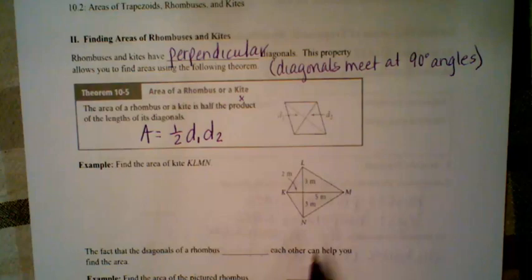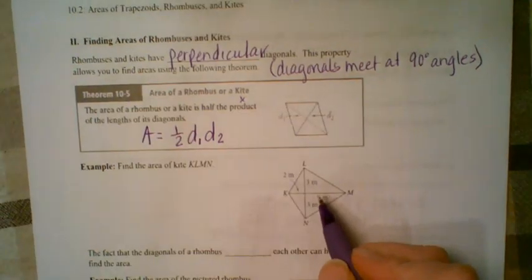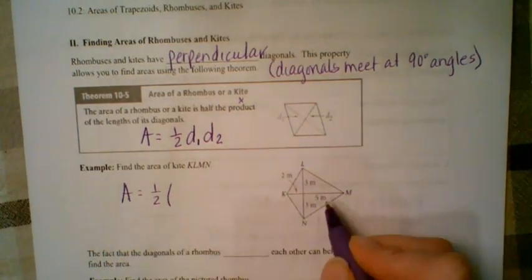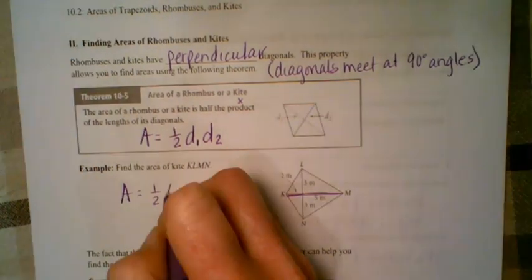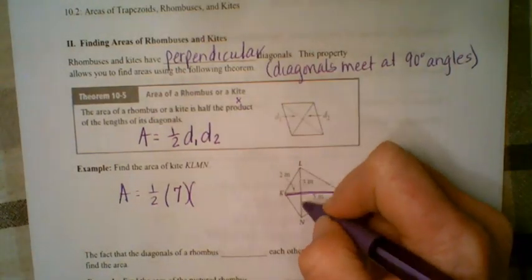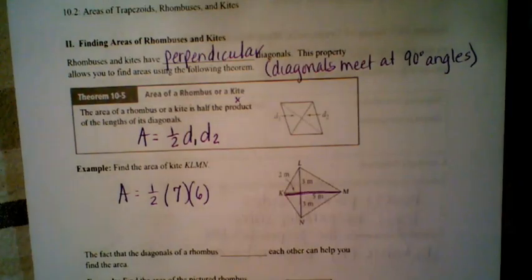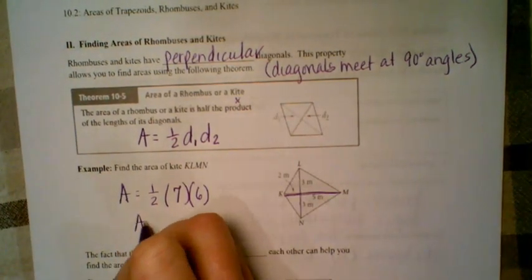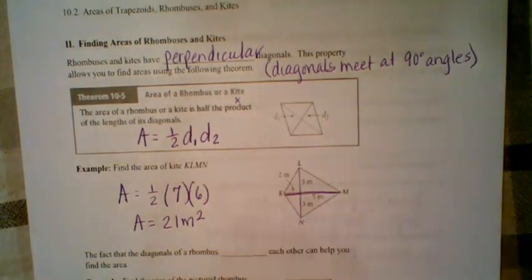Okay, so here let's find the area of this kite. Area of a kite is equal to 1/2. Now we need this whole distance. It's 5 plus 2, so that is 7. And then we also have this entire distance, which is 6. So 7 times 6 is 42. Half of 42 is 21. If I look back at my units, it is meters, so meters squared.